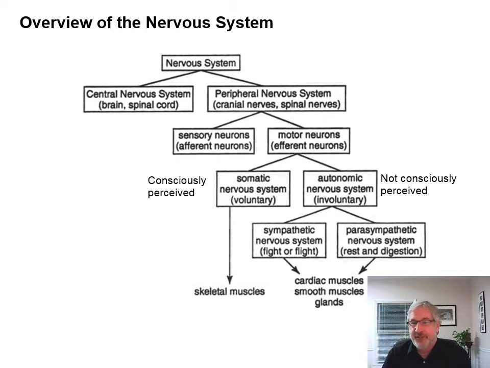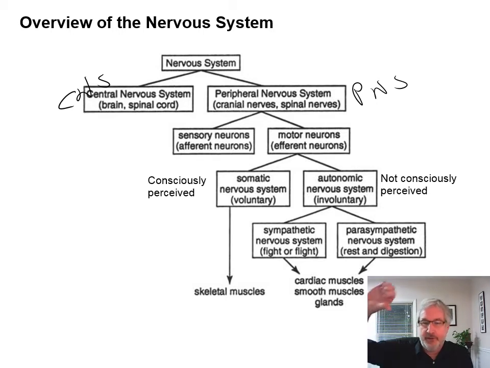So here's the overview of the nervous system. The nervous system is broken down into two parts, the central nervous system, CNS, and the peripheral nervous system, PNS. And the PNS is divided into sensory neurons, which are afferent. So those go back up to the brain and spinal cord. And then we have efferent, the motor neurons, going out of the central nervous system. The motor neurons are divided into two divisions, the somatic division and the autonomic division.